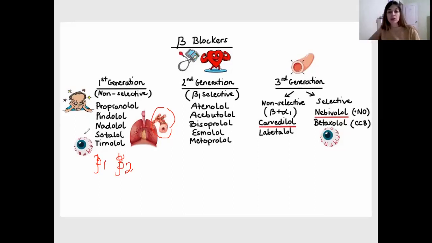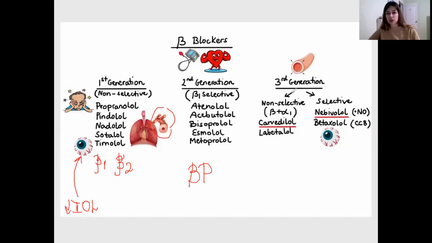Also, they are used in case of glaucoma. They reduce the intraocular liquid, and also they are used in case of headache. What else? Beta blockers of the second generation, which are beta 1 selective. Only beta 1 they block, and they have a direct effect on the blood pressure predominantly without many side effects.